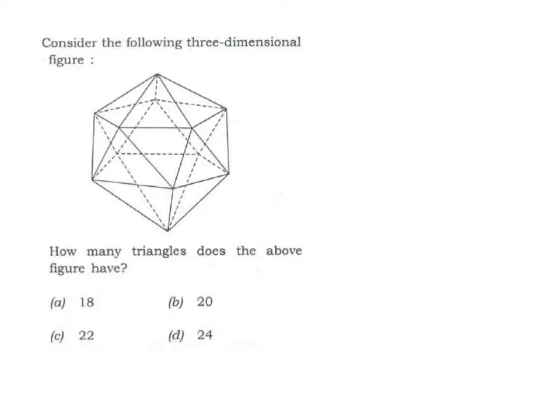Consider the following three-dimensional figure. In this figure we have to find out how many triangles the above figure has. I am going to point out the number of triangles in this figure. This is 1. Let me darken it. 1, 2, 3, 4, 5, 6, 7, 8, 9, 10. So, these are the 10 triangles which you see on the front side.